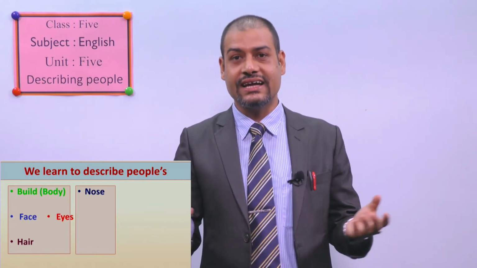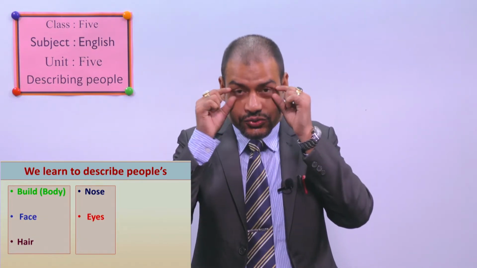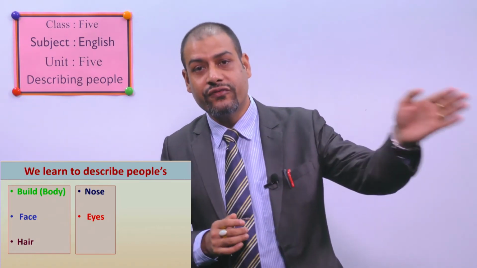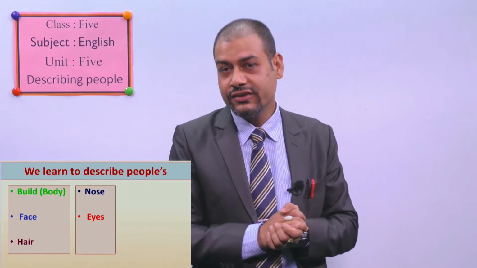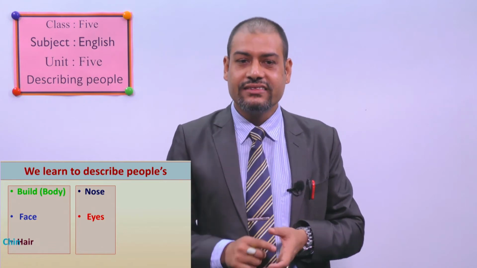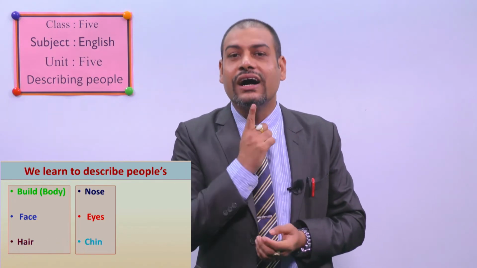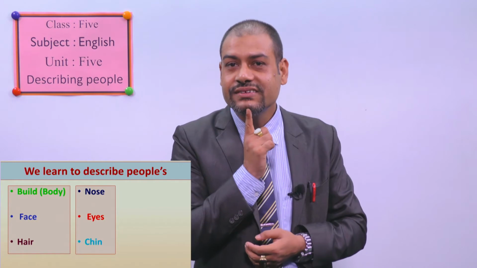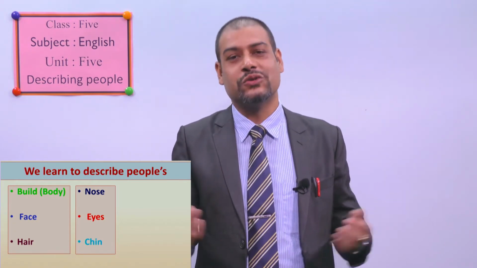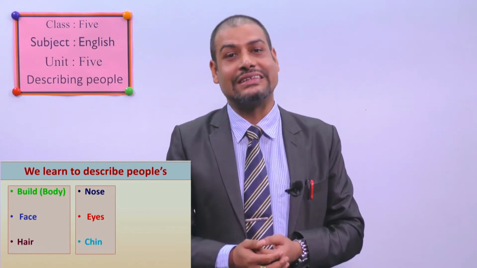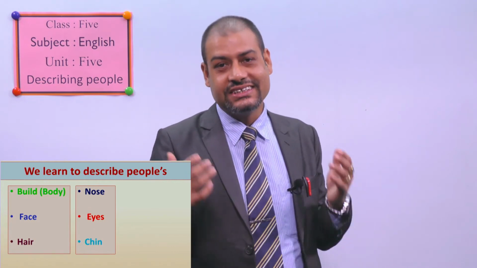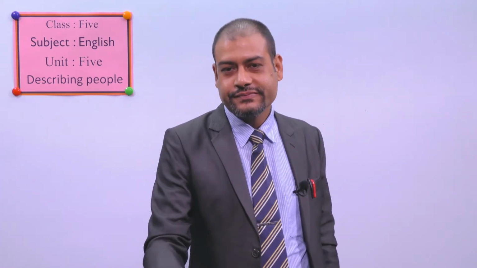Another, eyes. See, what type of eyes do I have? What type of eyes do you have? What type of eyes does your father have? Your mother have, your brother, sister? We are going to learn such things. And then, chin also. So, can you describe my chin here? What type of chin do I have? So, it's difficult, so don't worry. I am going to teach you these things. So, is it interesting for you? Yes, it is interesting. Very good.